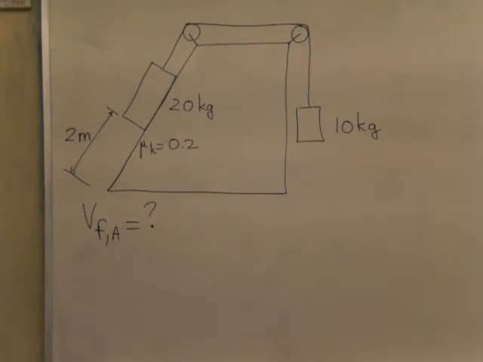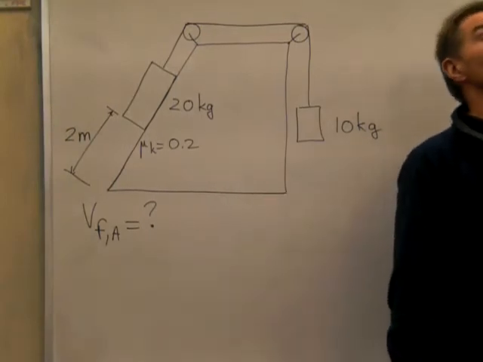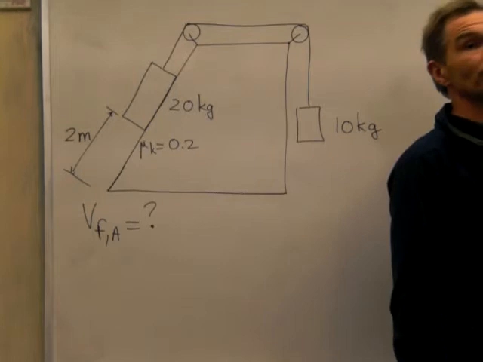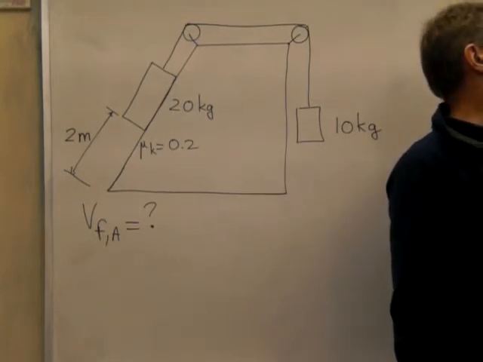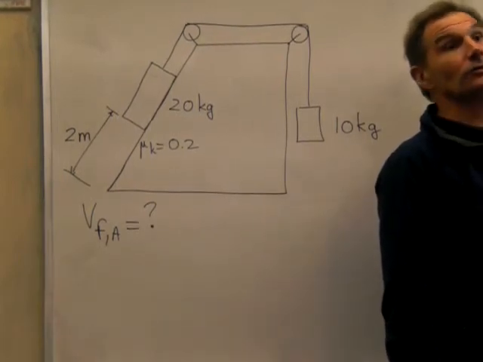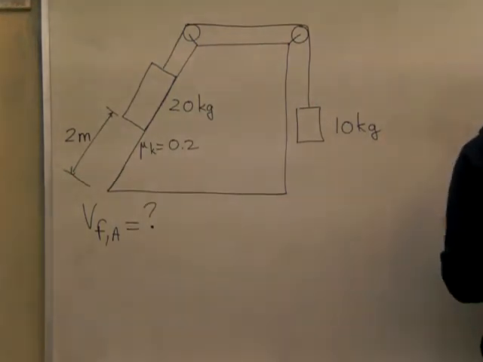Tension. The tension, yes. Because if you look at A alone, what are the forces doing work when A is moving? It's going to be the weight, the tension, the friction force. Does the normal do any work? No, because it's perpendicular to the displacement. But you have to take into account the work done by the tension.